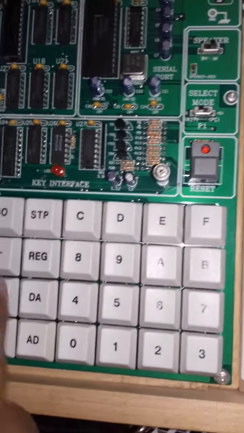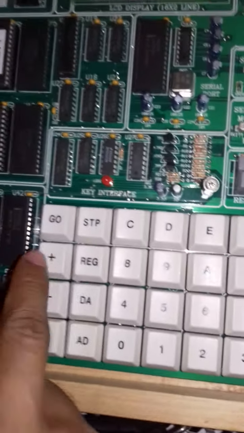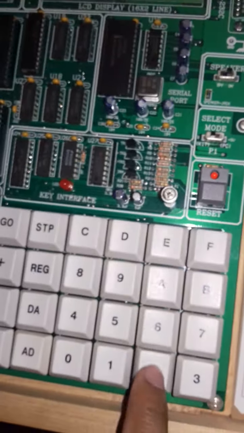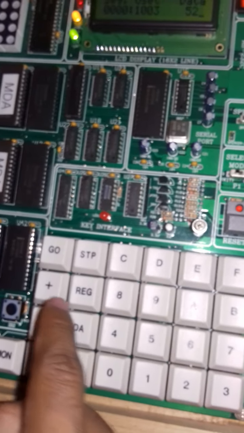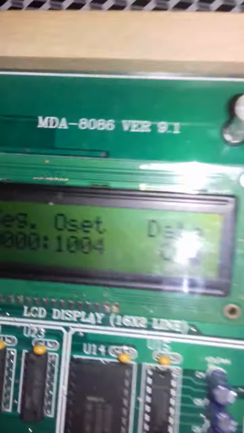Now B092. B0 plus 92 plus 2C52 plus CC plus CC. Now press step.